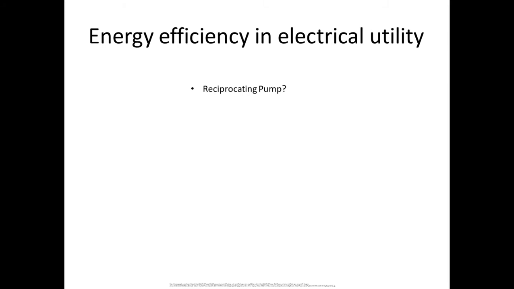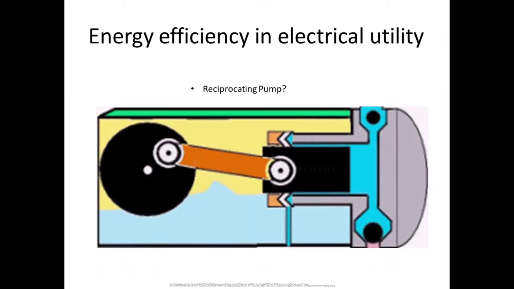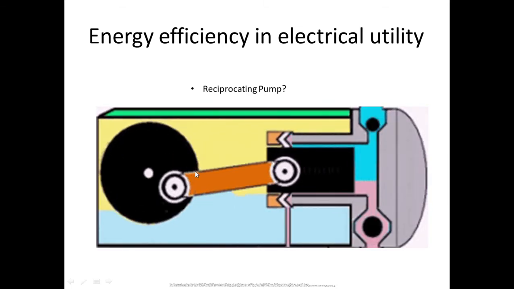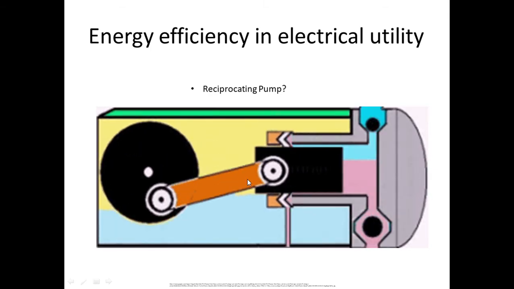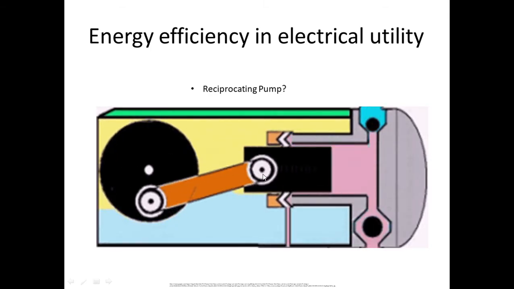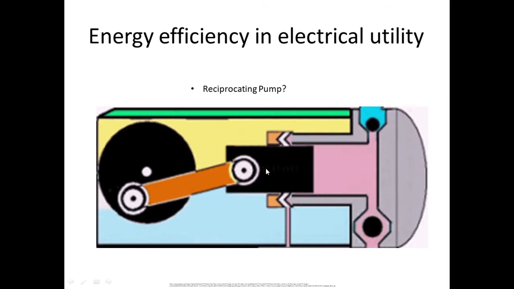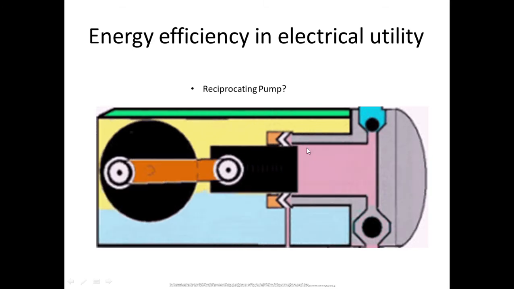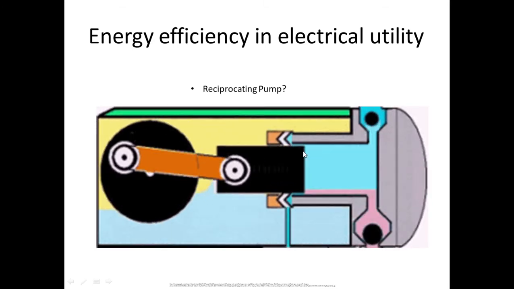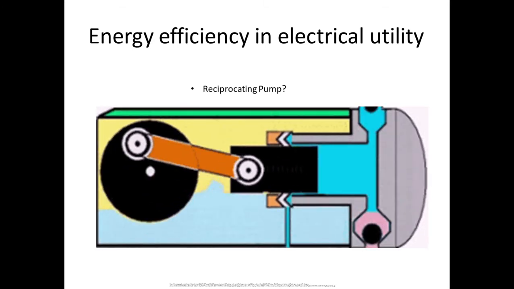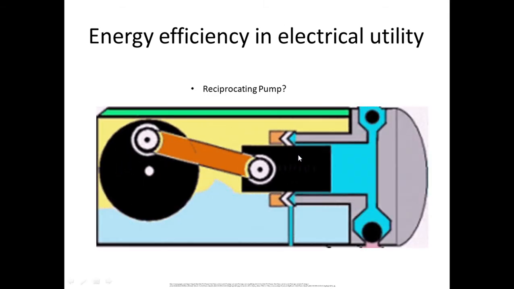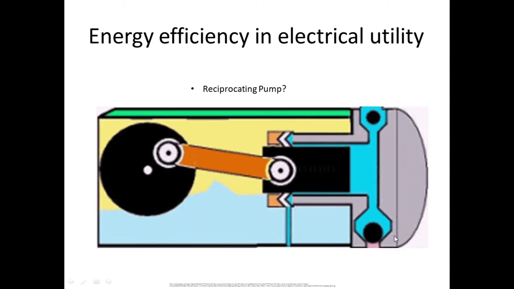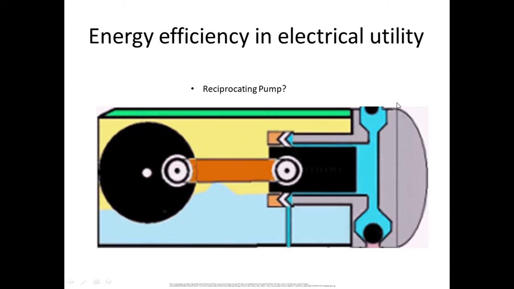Reciprocating pump. If we talk about the working and parts of the reciprocating pump, this is the connecting rod. One end of the connecting rod is connected with the piston and the other end is connected with the crank. This piston reciprocates inside the cylinder. Because of this reciprocating motion of the piston, this pump is termed a reciprocating pump. This is the cylinder, this is the suction part, and that is the delivery part.